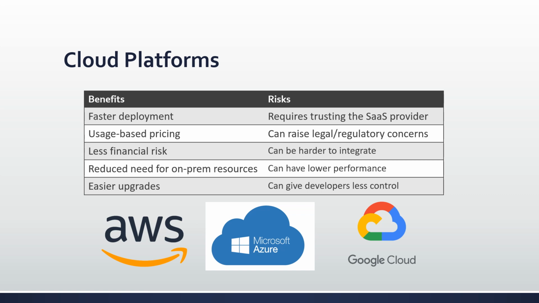Now there are also risks involved. It requires, once again, trusting a cloud platform provider for their availability and their data security. It can raise legal and regulatory concerns with the data being stored outside the customer's premises. It could be harder to integrate with the on-premises software, but cloud computing is a pretty mature technology, so this makes it simpler. You can have lower performance than on-premises platforms, and it also can give developers less control than on-premises platforms.